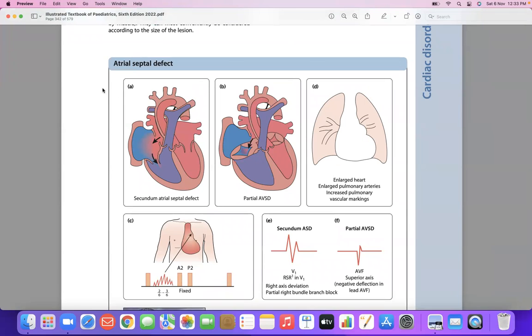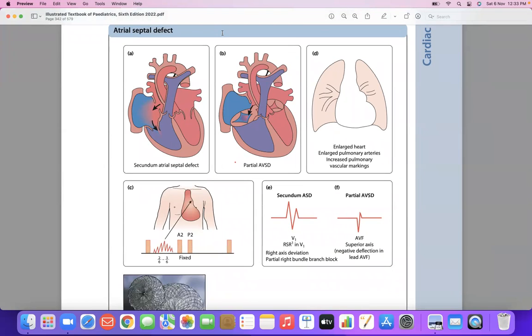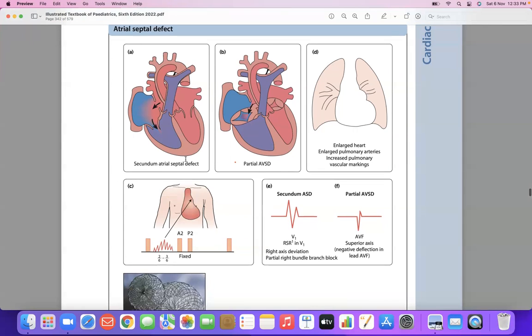Okay, now this is the ASD. So ASD, as we said, there can be secundum atrial septal defect, which is the most common. So here, what is happening? What are the features you see in ECG, usually in secundum ASD?